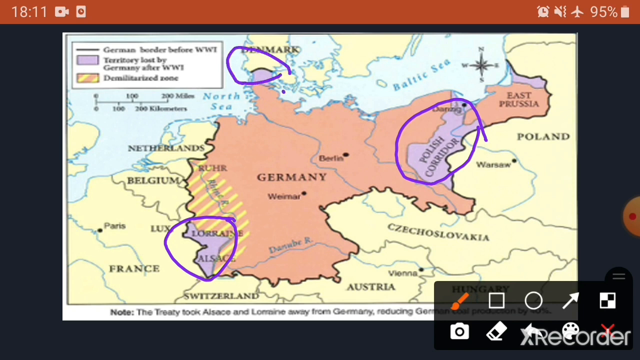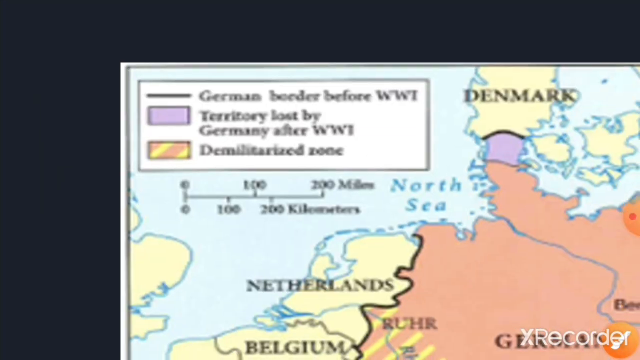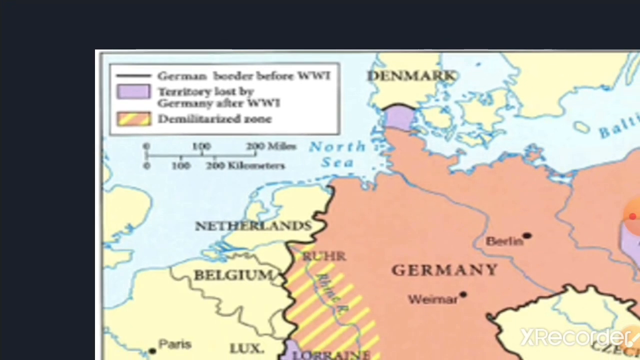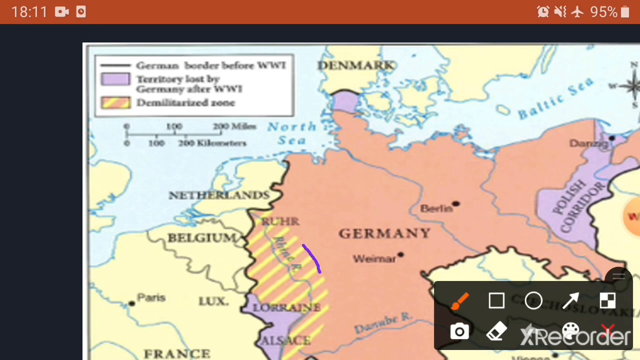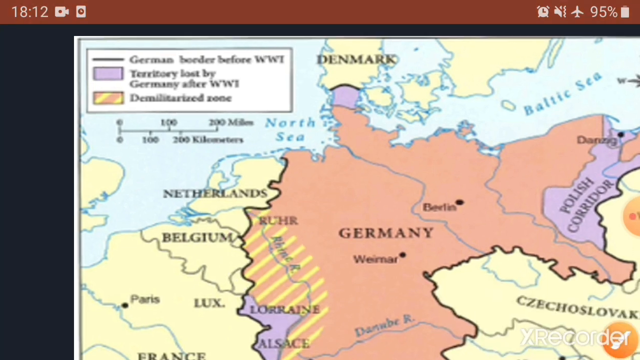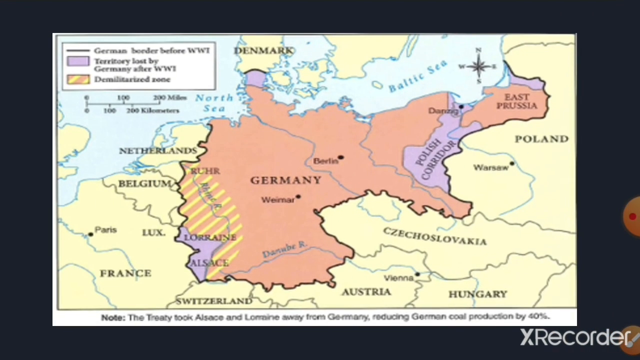Now let's see the next one in the index. That is the demilitarized area. I'll just adjust it. Here it is. This shaded area was the demilitarized Rhineland. Now let's see how you will plot these given places in your exam. I'll show you that. Let's move on to the next map.